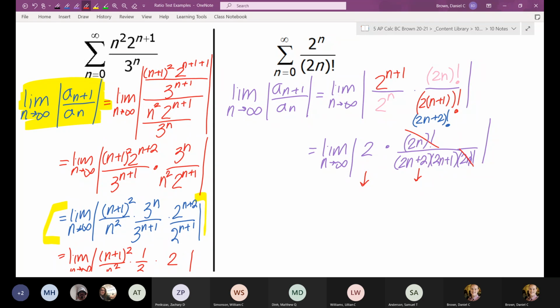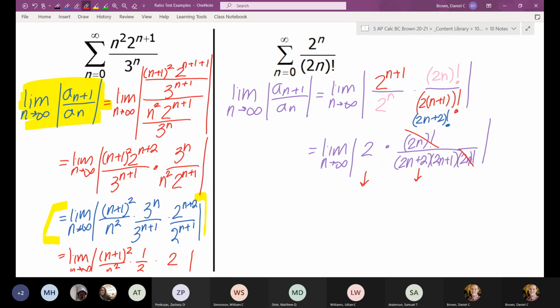So looking at this one, again, you always want to show that setup. We are finding the limit of a sub n plus 1 over a sub n. I went ahead and skipped those first two steps I did in the other one, where I had a sub n plus 1 times the reciprocal of a sub n and lined things up correctly. Simplifying it, 2 to the n plus 1 over 2 to the n would just give you 2. And with the factorials, all you have left over is a 2n plus 2 kind of 2n plus 1 in the denominator.